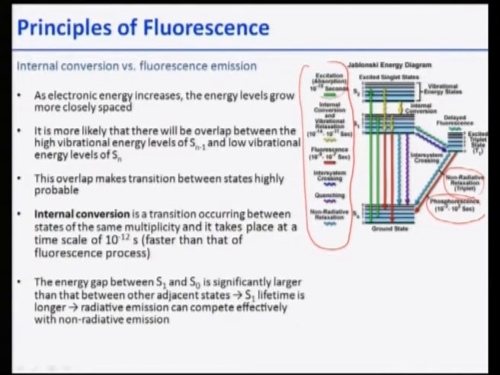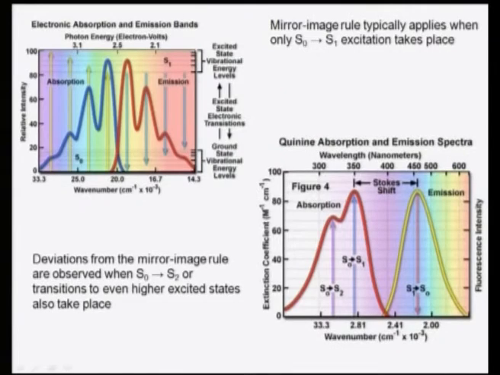You have excitations of the order of 10 to the minus 15 seconds, internal conversion and vibrational relaxation in the 10 to the minus 14 to minus 11 seconds. Then you can have fluorescence, which is 10 to the minus 9 or more actually, up to 10 to the minus 7, or you can have intersystem crossings and non-radiative processes. What I have not discussed here is the quenching, which I will do in a later part. So, that is internal conversion versus fluorescence emissions.